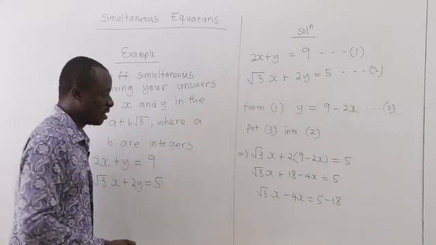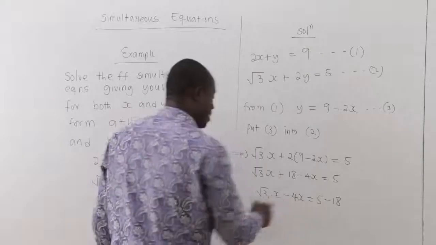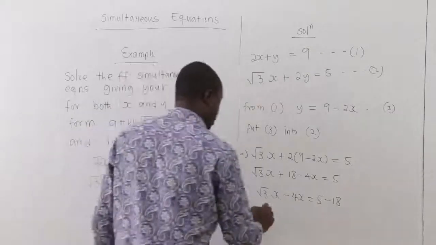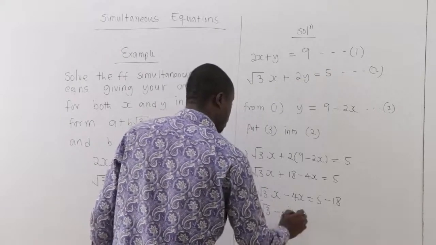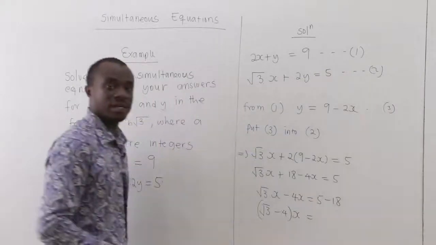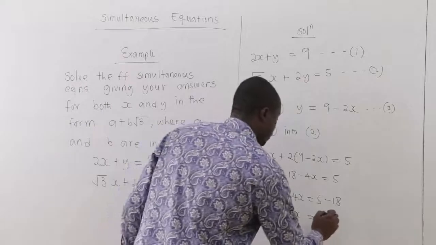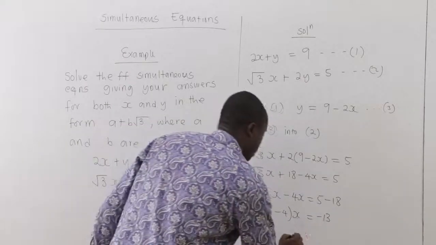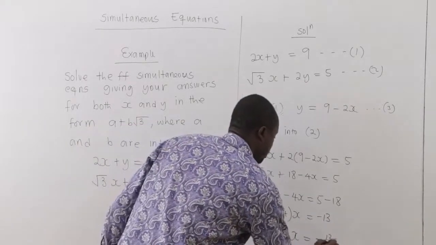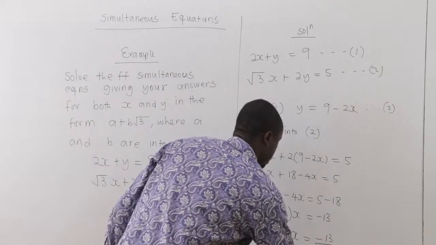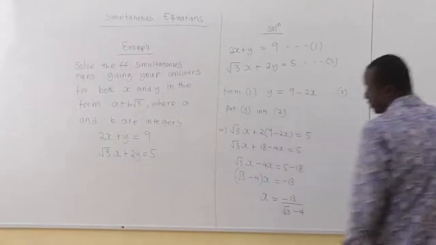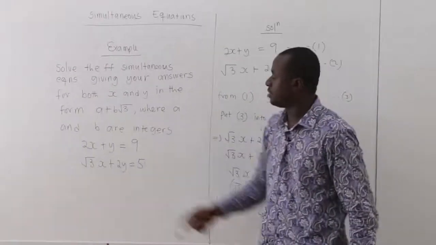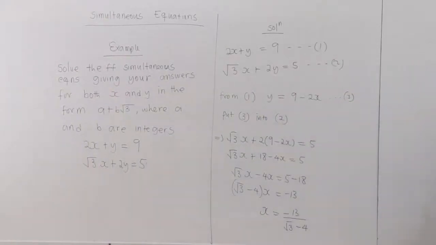This is moving there. Now, clearly, what can we see? x, so we can factorize x out. So you have root 3 minus 4, let's bring the x out. Now, 5 minus 18, that is negative 13. So what is our x equal to? Our x is equal to negative 13 all over root 3 minus 4. Now, the question says we have to put it in the form a plus b root 3. So we can leave our answer in this way.